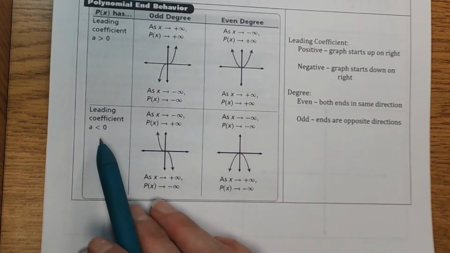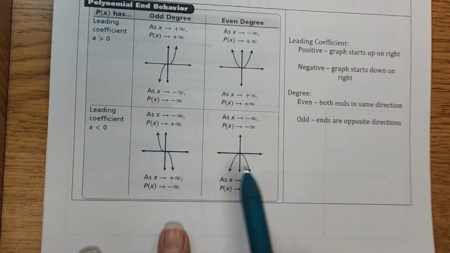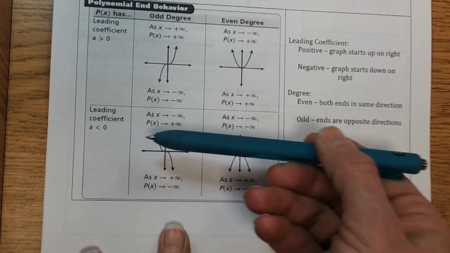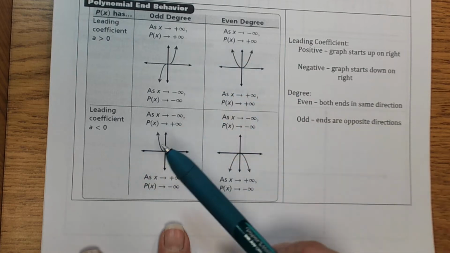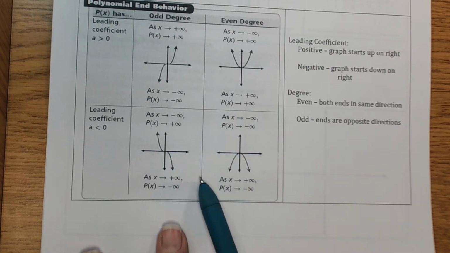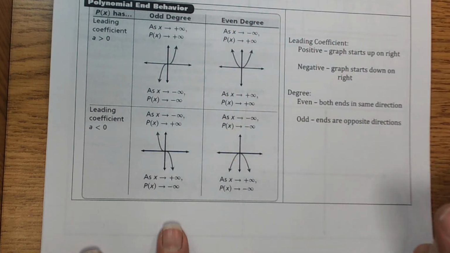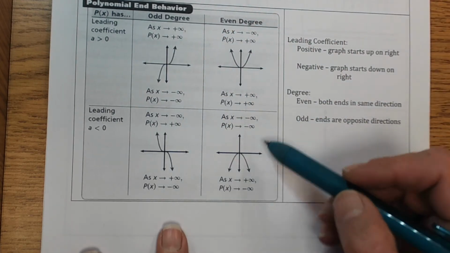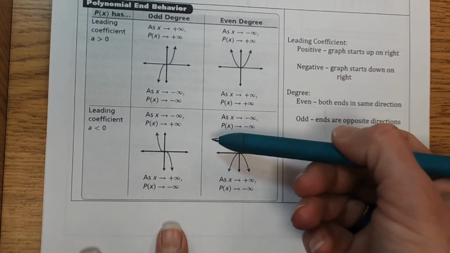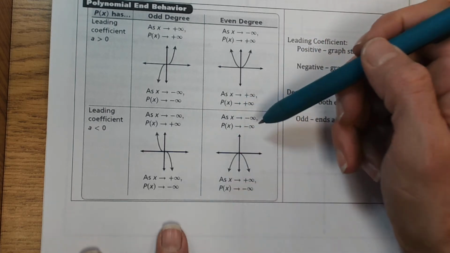Now, when A is negative, we know it flips. It does that reflection. So that's why we would start below on our wave. So as x goes to negative infinity, as we're going to the left in an odd function, we should be pointing up, going to positive infinity. And as I go to the right to positive infinity, my graph is pointing down to negative infinity. And when it's even, they're both going to negative infinity. As x goes to the left, the function's going down. As x goes to the right, the function is going down.